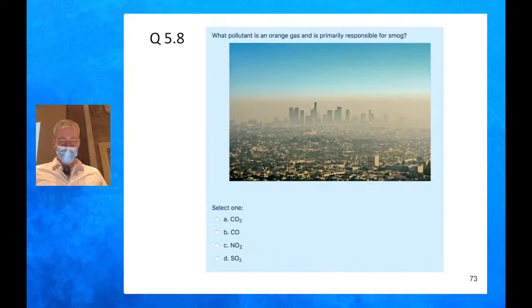All right, what pollutant is an orange gas and is primarily responsible for smog? This is an easy one when you just finished the unit. Of course, by the time you get to the exam, there's going to be a lot of questions on a lot of little things. So just hope you can keep track of everything. Answer here is NO2. All right.